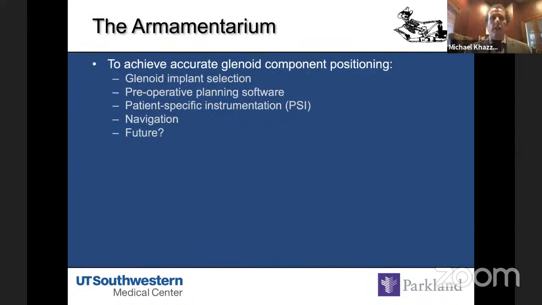So you need an armamentarium to select accurate glenoid positioning with glenoid implant selection. Preoperative planning software is very helpful. Now that we have advanced imaging, there's some patient-specific instrumentation, although this has not been shown to improve outcomes. Going through the process of planning does help with implant placement. There's navigation, and then in the future, mixed reality surgery.